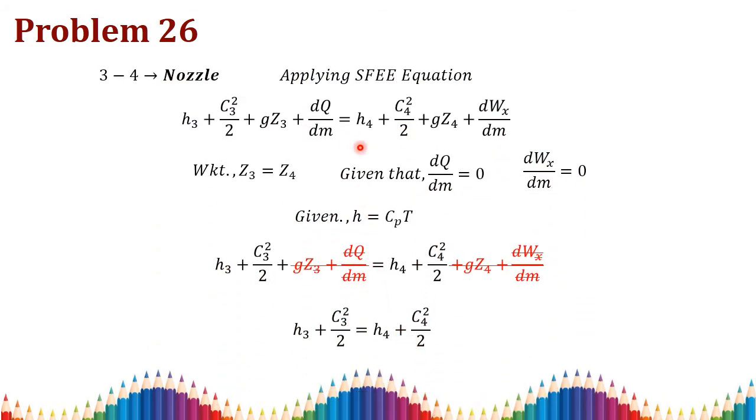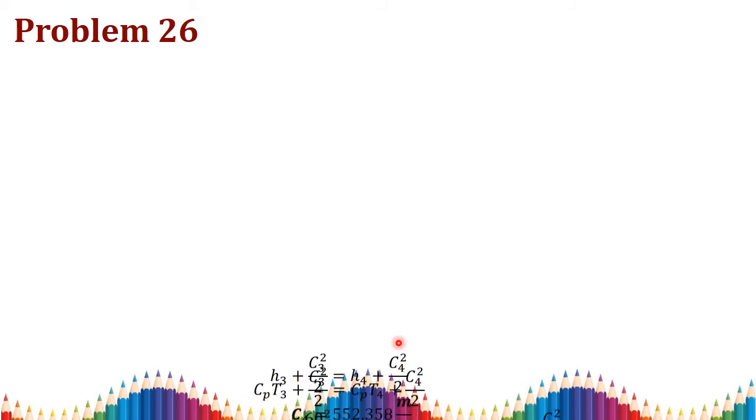Then 3 to 4 is the nozzle. Applying the steady flow energy equation to the nozzle, what is the purpose of the nozzle? The purpose of the nozzle is to increase velocity. Here the datum levels are again equal, and in the problem itself it is assumed that there is no heat loss. In the nozzle no work is done or given, so the work done is 0 here, and H will be Cp into T. Applying all the conditions, your equation reduces to H3 plus C3 square by 2, which is equal to H4 plus C4 square divided by 2.